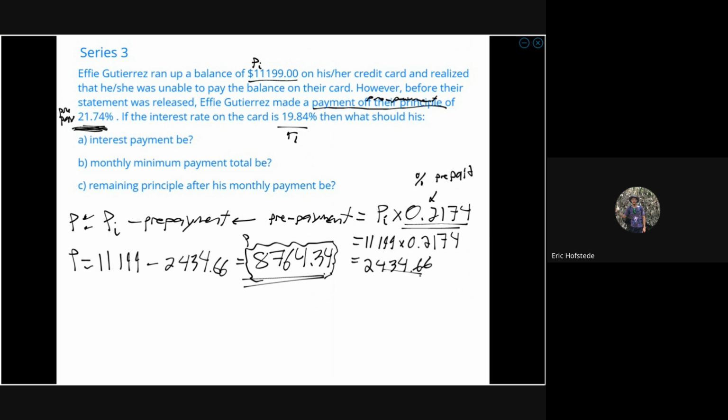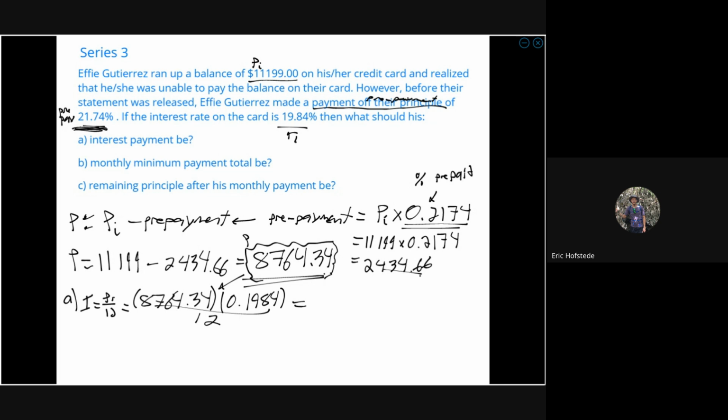Okay, now let's motor through it. We've used these equations a bunch. A, interest is PR over 12, 8764.34. I just calculated it, times the rate. Don't use the 21%. That was my prepayment. Use the 19%. So 0.1984 divided by 12.